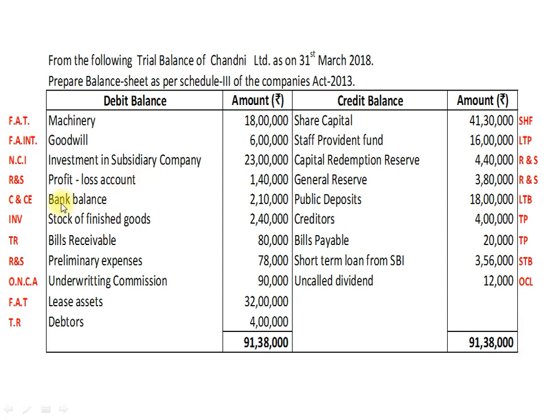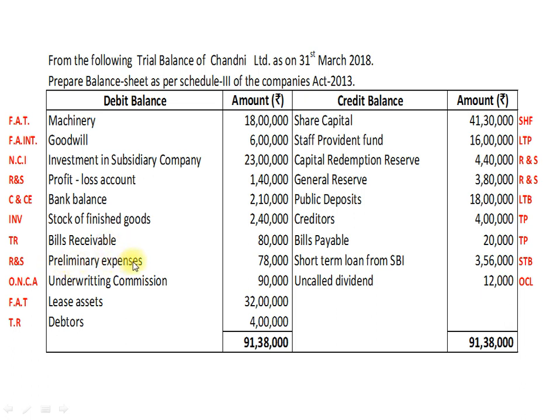Then we are given bank balance will be recorded in balance sheet under current asset under subhead cash and cash equivalents. Stock of finished goods will be recorded under current asset as an inventories. Bills receivable will be recorded under current assets as a trade receivables.